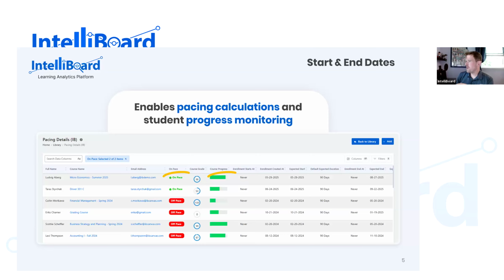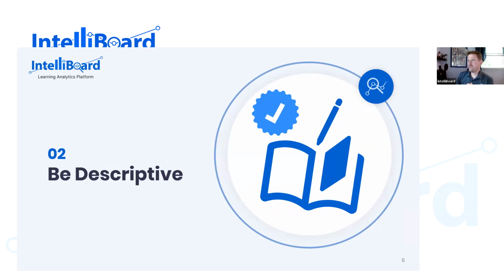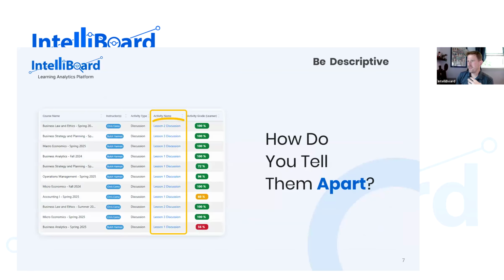Great. So moving on to topic number 2, we have be descriptive. And we'll start this off with a screenshot from one of IntelliBoard's activity reports where we see the same activity title is reused across several courses. So that can get really confusing if you're an instructor who has multiple sections, different courses that you're covering. But I imagine that there's some other benefits to being specific with not just the titles of activities, but other descriptors in the LMS as well.